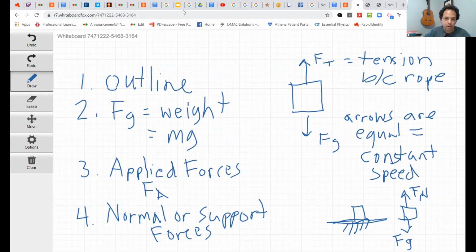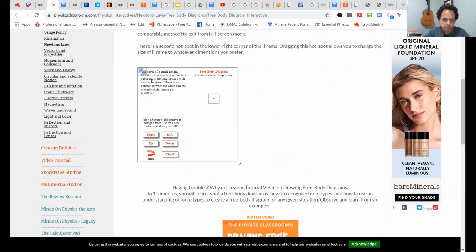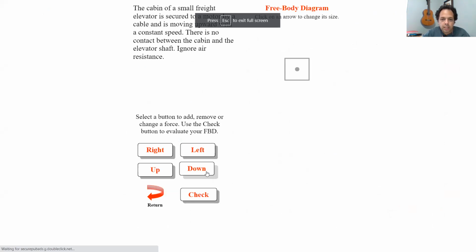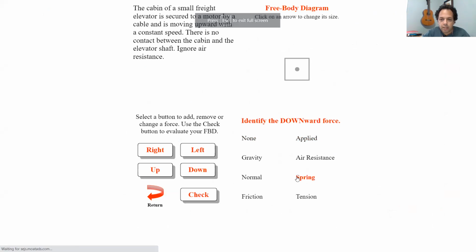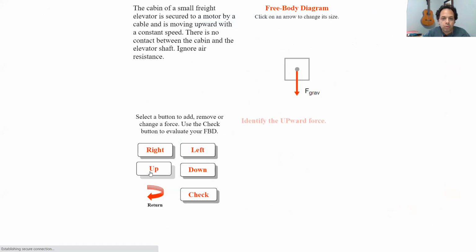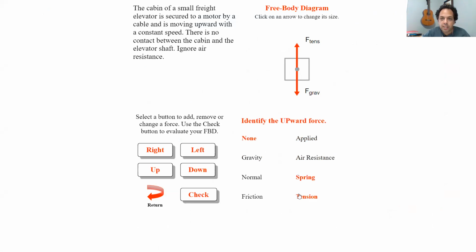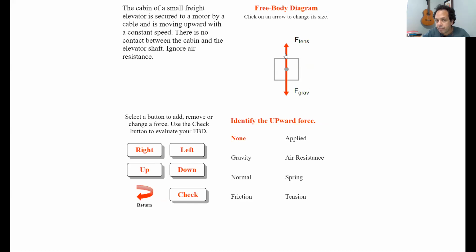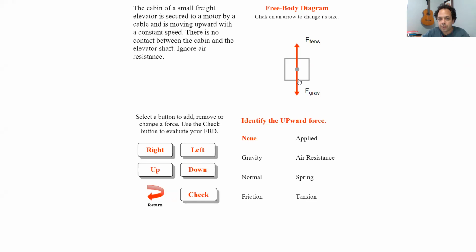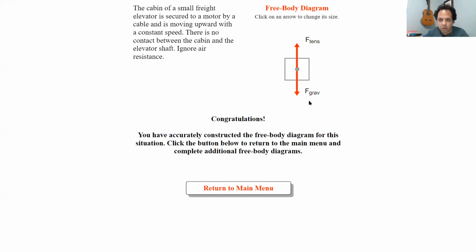So let's see if I get this right. We said downward, we're going to have the gravity. Upward, we're going to have the tension, and they should be equal size. If it was accelerating in either direction, then you can click on it and the arrow gets bigger. See? So I think since it's constant speed, the arrow should be equal. So then you check it, and yes, we're correct.